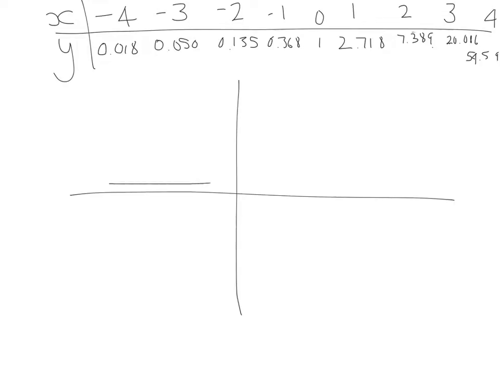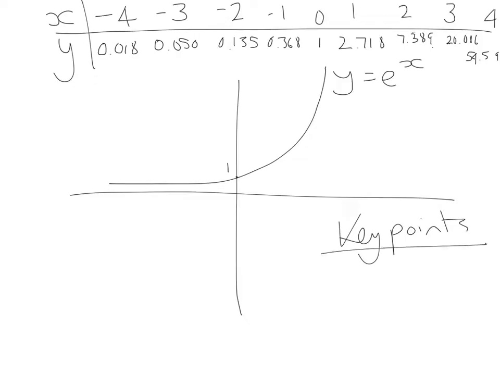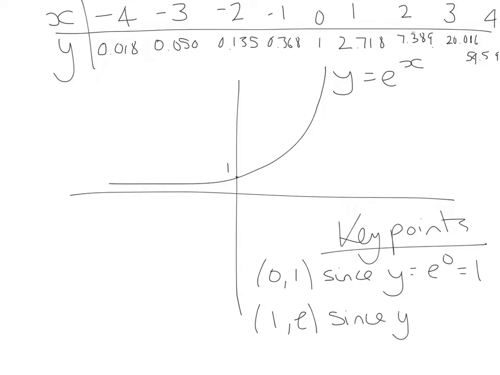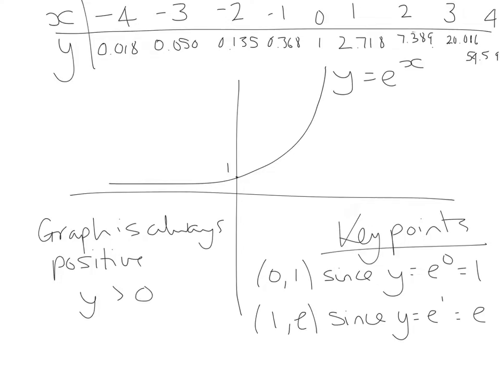And if we draw this, y is equal to e to the x. So again, our key points: we have 0, 1, just like all the other exponential functions. And again, this is because we have y is equal to e to the 0, and anything to the power of 0 is 1. And the other key point this time would be 1, e, because our base is e. And this is because y is equal to e to the power 1 is e. And finally, you should again notice that the graph is always positive, so y is greater than 0, the same as the exponential functions we looked at before.